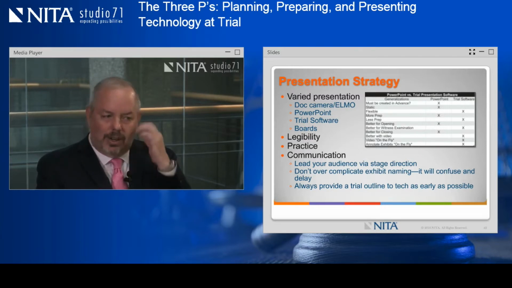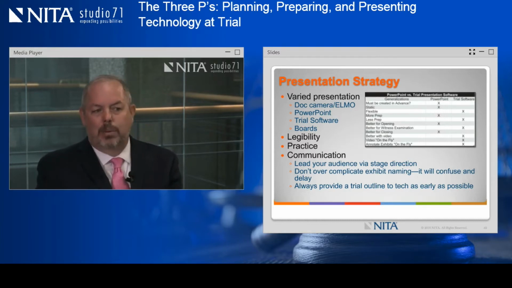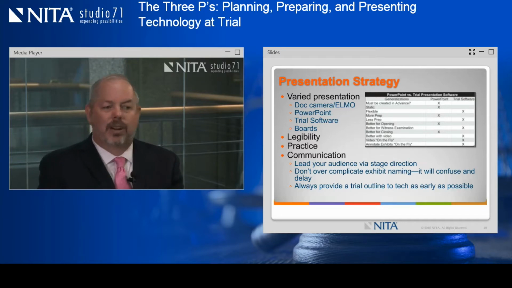I've included a chart here as to the strengths and weaknesses of PowerPoint versus trial presentation software. Generally, PowerPoint is better for openings and closings that are pre-programmed because it's a little prettier and you can add titles and headings, while trial software is better in witness examinations where you need flexibility. Legibility, practice, and communication are all important.